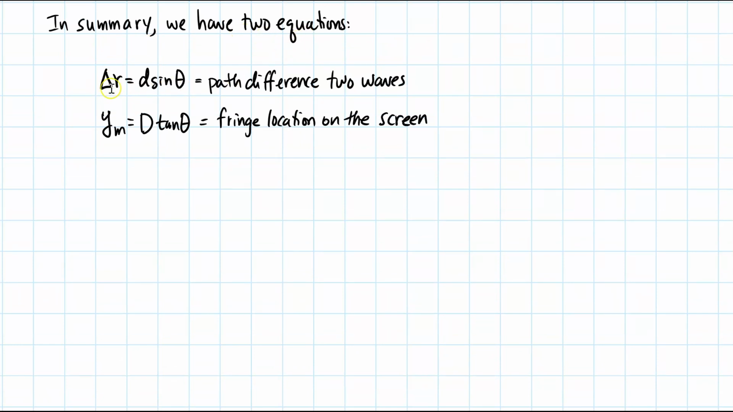In summary, we have two equations. We have delta R, which is d sine theta, and that's the path difference between two waves. We just spent a whole bunch of time on path difference and how they're related to wavelength and fringe number. And then I have the fringe location, which is D tan of theta, which tells us the location of the fringe on the screen.